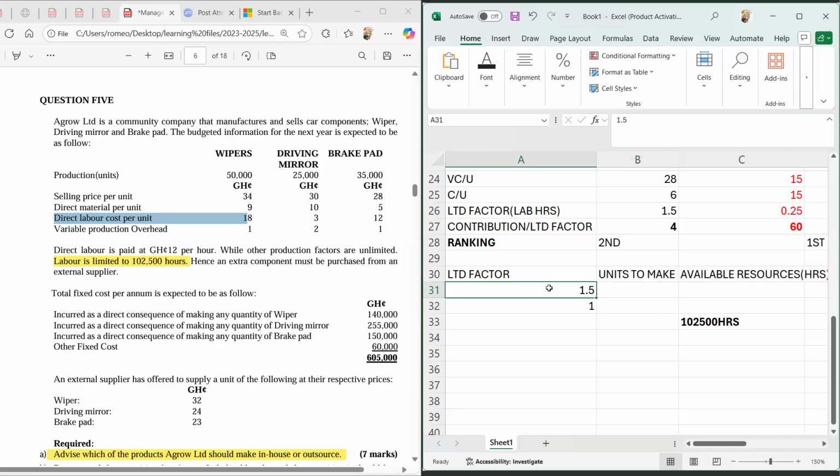Aren't we making 50,000 units and then 35,000 units? I want to put this one here. I want to put this one in brackets so that it will help us. So this one is what? Brake pad.